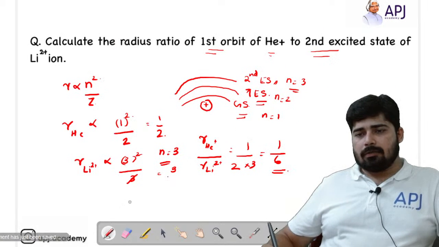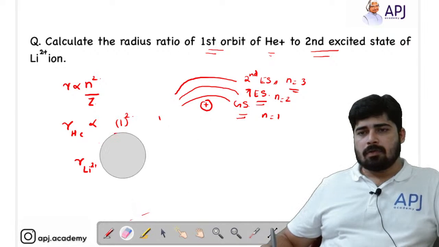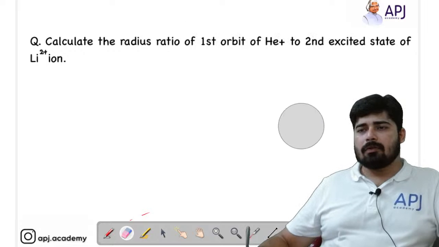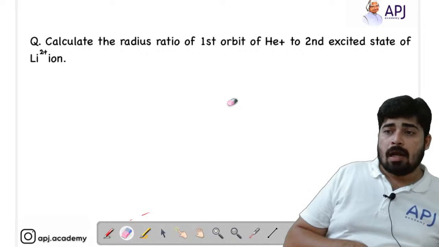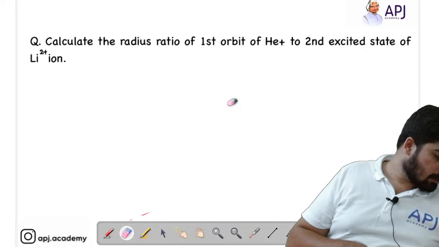Here we have a question. What's the question? Calculate the radius of the first orbit of helium plus and the second excited state of lithium 2 plus.